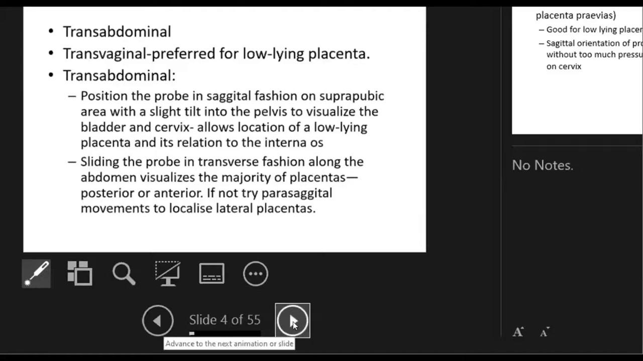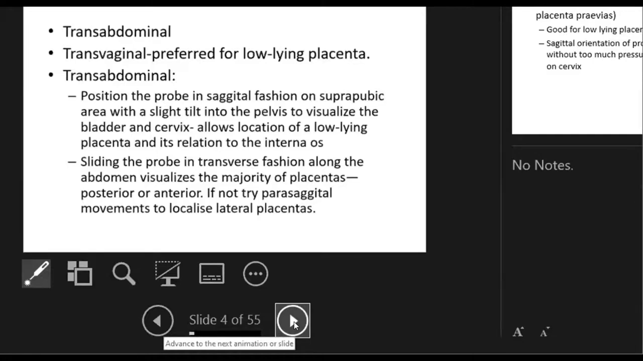So you can assess in the sagittal position, you are trying to localize the placenta in relation to the cervix, and then you also go transverse so that you can visualize the whole mass, the full mass of the placenta, and describe its appearance. You have to see both margins of the placenta. You have to see the whole placental mass so that you are able to describe the appearance of the placenta.